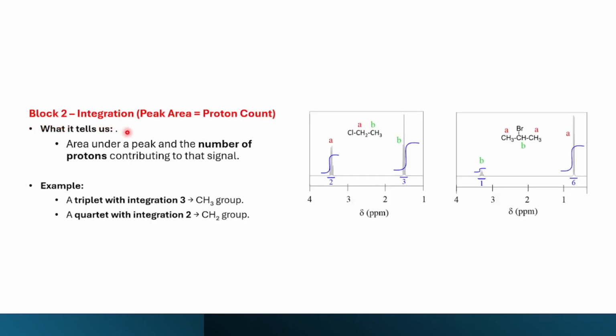Block 2, integration. It tells us the peak area and number of protons. It tells us the area under the peak and the number of protons contributing to that signal. For example, a triplet with integration 3 is a methyl group. Here is a quartet with integration 2. Here's a methylene group.